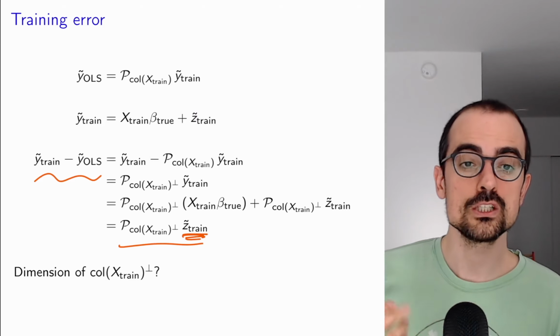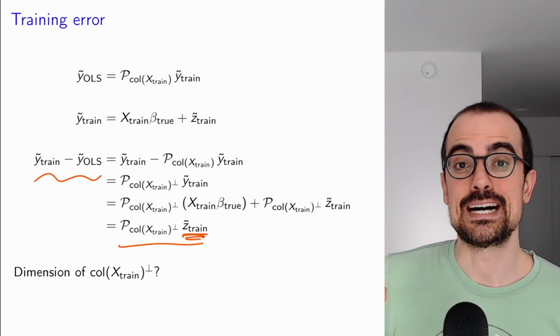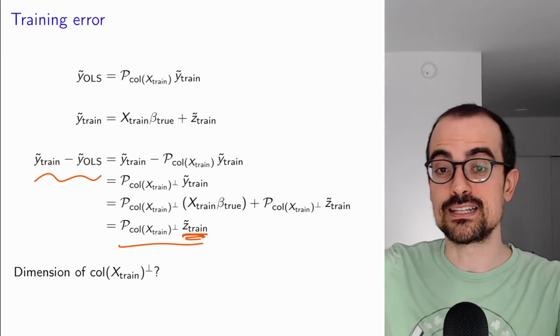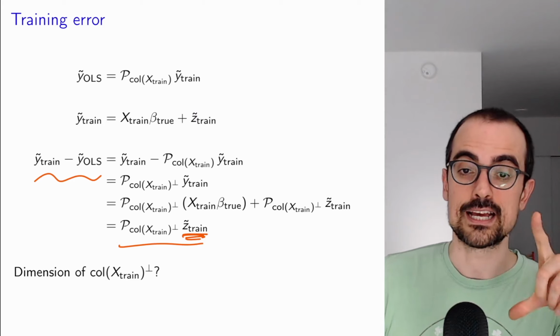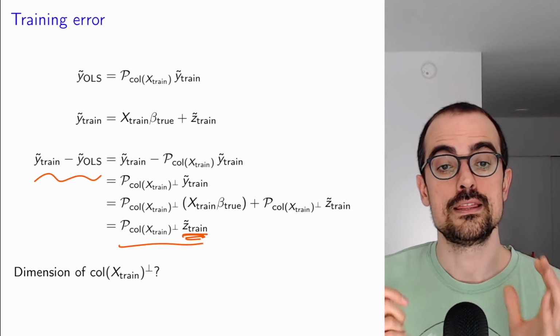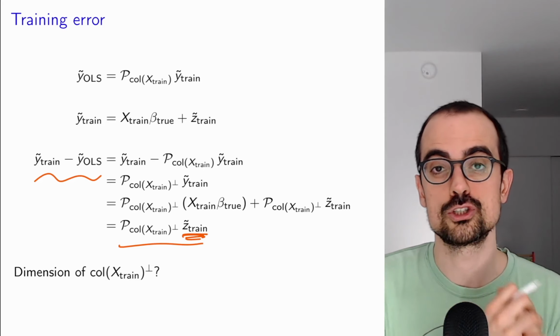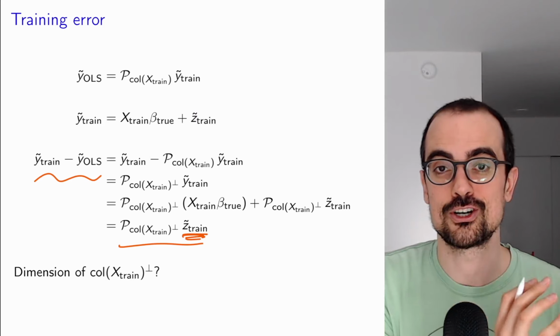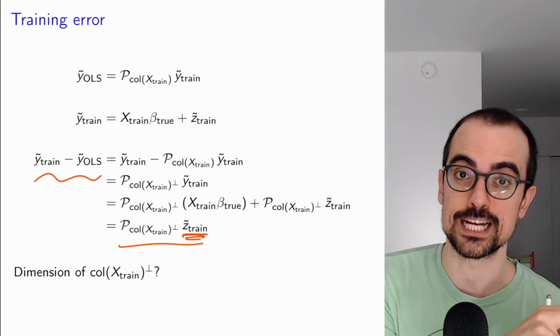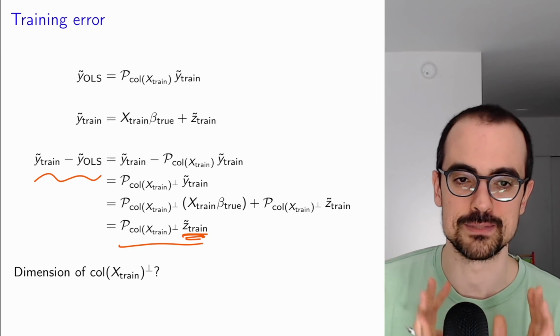Okay, so now if it has the same variance in every direction of space, this is an n-dimensional vector, the amount of variance captured by that projection should be proportional to the dimension of the subspace that you're projecting on. Okay, so hopefully that was a little bit clearer.